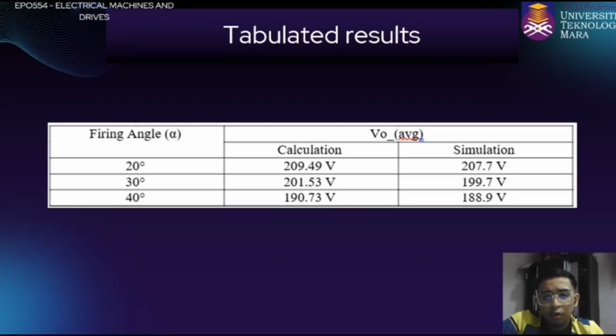As you can see here, the values for the calculation and the simulation differ by plus or minus 2 to 3, because in the simulation there is real resistance in the components. And also, when increasing the firing angle, the V average will decrease. So it proves that when the firing angle increases, the voltage drops.